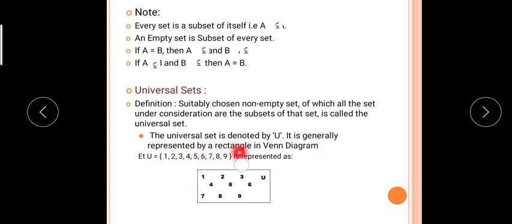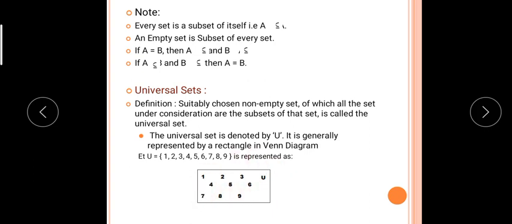Now it is represented by a rectangle. Remember, for other sets we can use any closed figure, meaning circle, oval or any closed figure. But for the universal set we can use only a rectangle. Always remember, if you use anything other than a rectangle, then it is wrong. So in the Venn diagram, how to represent it? Very simple. U is a universal set of the numbers 1 to 9 and it is represented in the rectangle. So I wrote the name, capital U, and the elements of that set also.